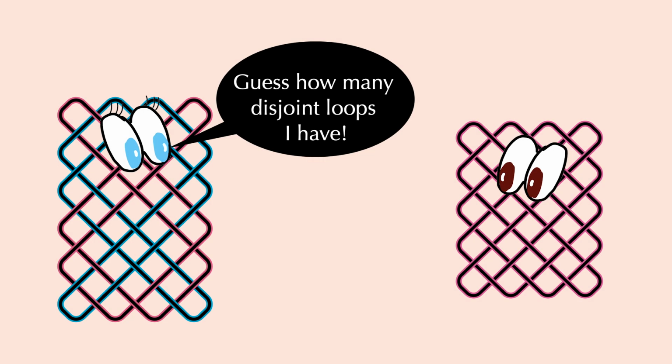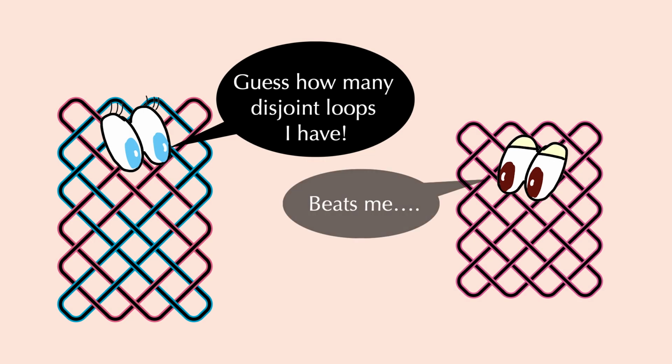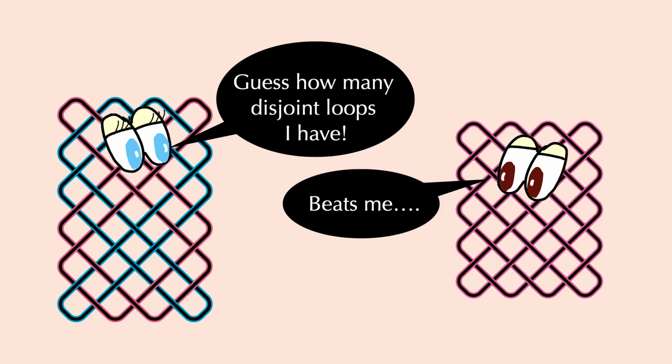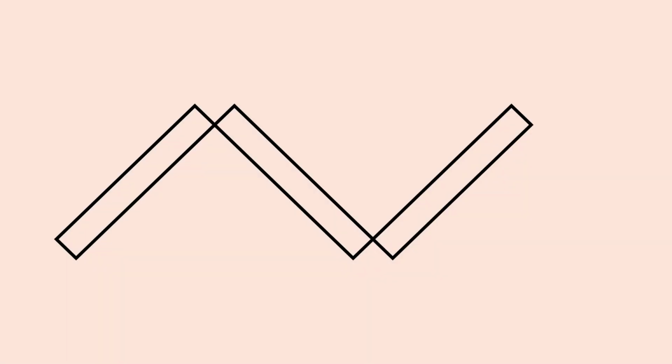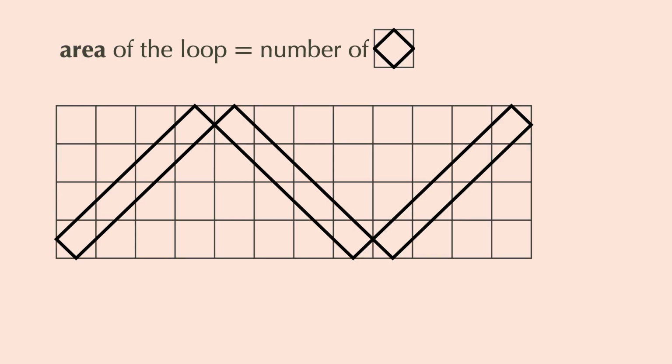We're now almost at the point where we can determine how many disjoint closed loops are in a given Solomon's knot. We just need to define one more quantity. Now we want to define the area of the loop as the number of squares in this grid that we can fill with a full diamond, just like this one, only using segments of the loop.